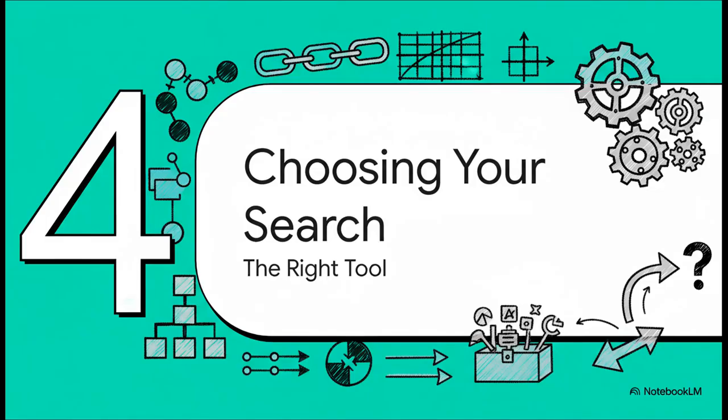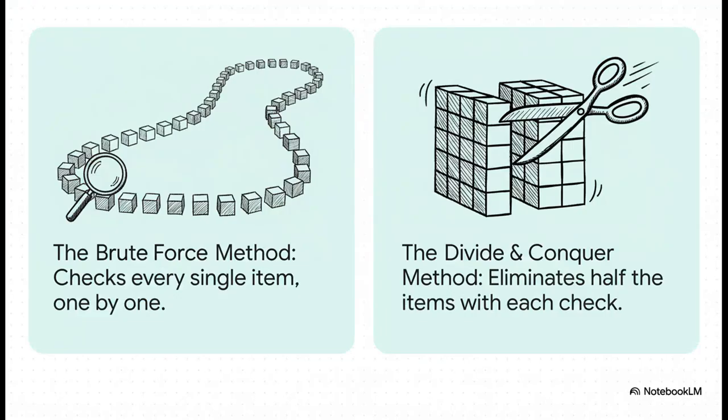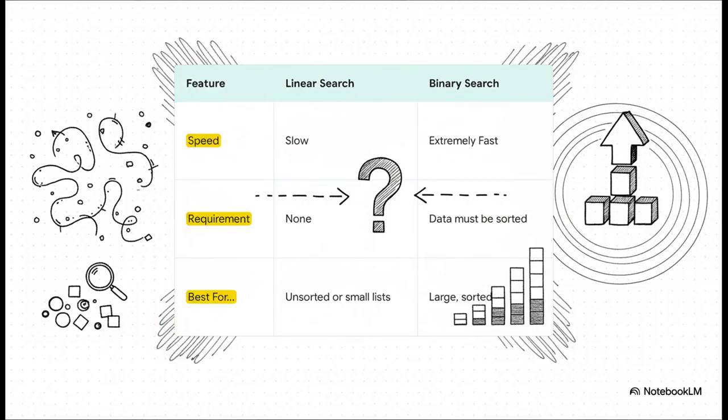So this brings us right to the heart of problem solving in computer science. It's never really about finding the one best algorithm. It's all about choosing the right tool for the specific job you're trying to do. So how do we decide between our two methods? Really, it all comes down to this one fundamental trade-off. On one side, you've got the simple brute force method that just plods through everything one by one. And on the other, you have this incredibly elegant divide and conquer method that just carves up the problem with every single step. Let's just break it down.